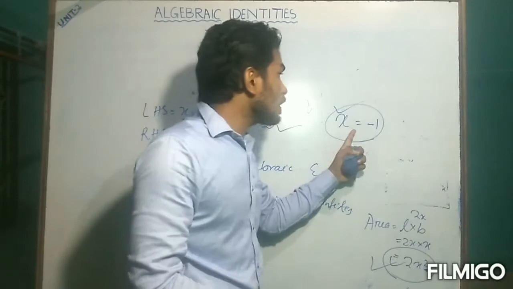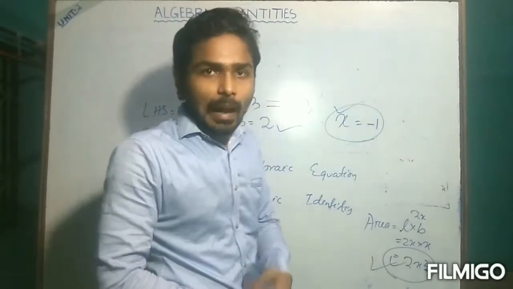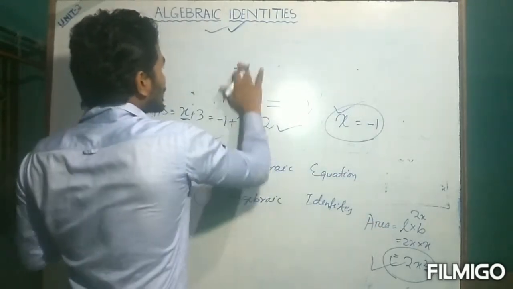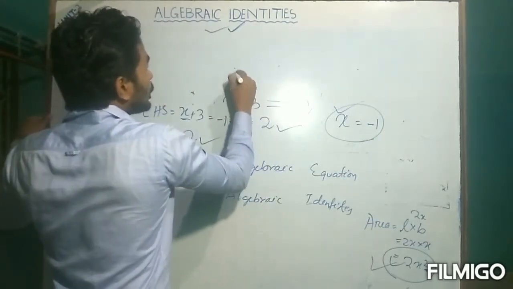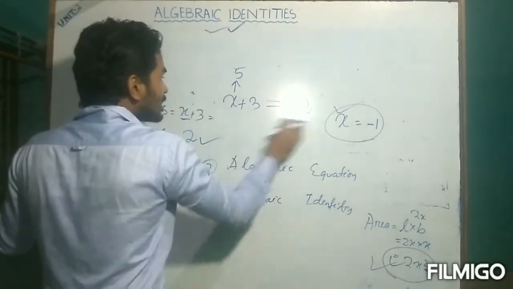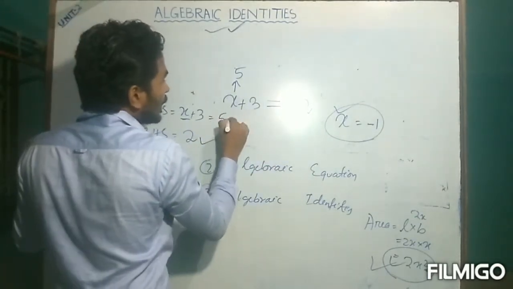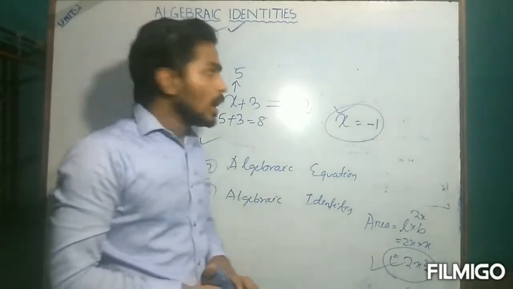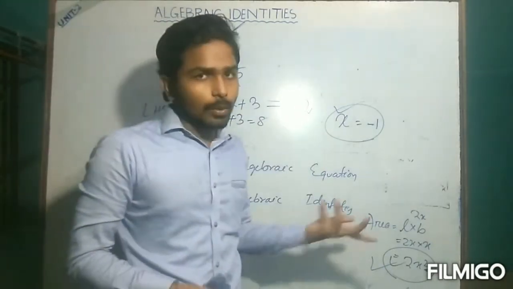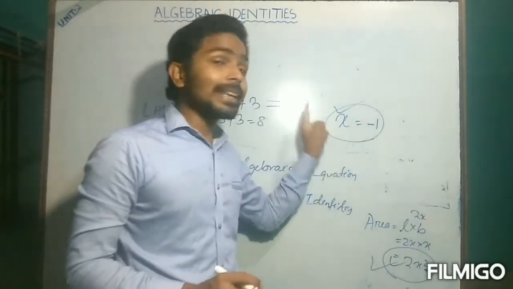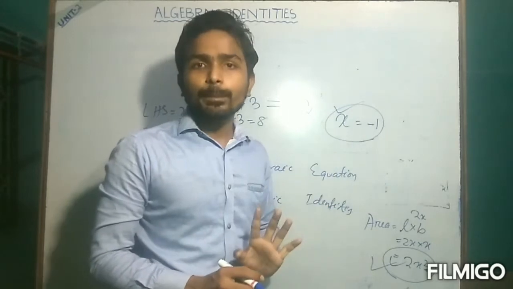But if we put x is equal to 5, are the LHS and RHS equal? Let's see. Suppose in this case, you put x to be 5. Then what is the value of LHS? It will be 5 plus 3, that is 8. But here you have RHS 2. Are LHS and RHS equal? No, they are not equal. They are equal only if x is equal to minus 1.